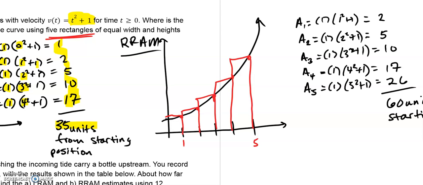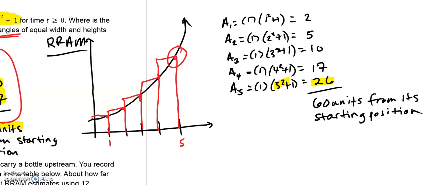and remember, we're going to exclude the first, and we're going to include all of these plus that last height right there, and that last height ends up being 26. Sorry, 5 squared plus 1 times 1 gives us 26. So we're going to add all of these together, and then add also 26 to that, and that gives us a total of 60 units from the starting position.